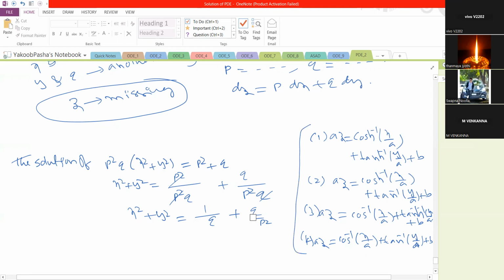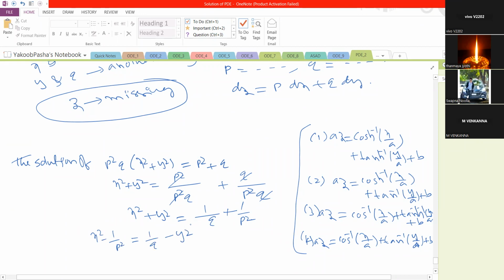I am writing it clearly again. First in the equation we are dividing with p square q. So first p square by p square q plus q by p square q. So here we get 1 by q. Here q will be cancelled, 1 by p square. So we can write it as x square minus 1 by p square is equal to 1 by q minus y square.